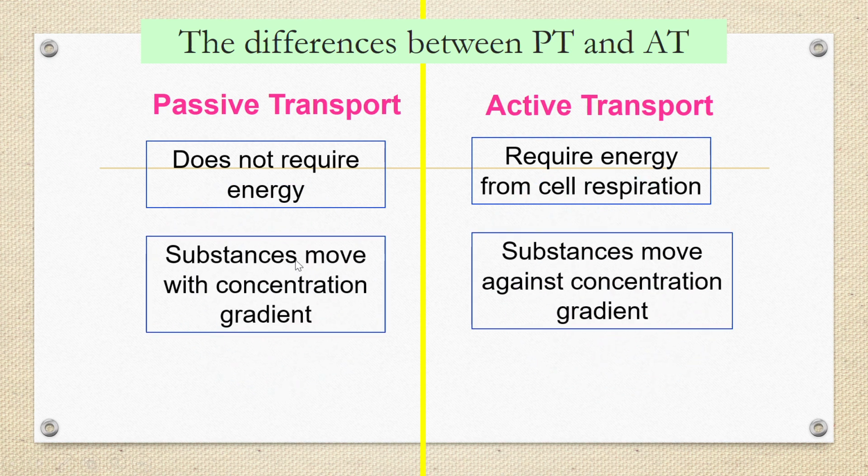Okay, substances move with the concentration gradient. In other words, they move or diffuse down the concentration gradient from a high concentration region to a low concentration region. Okay, there must be two compartments or regions. But for active transport, substances move against the concentration gradient. That means this is more difficult, like climbing a hill, from a low concentration region to a high concentration region. Of course, this is not easy, and that's why you can remember that it requires energy.